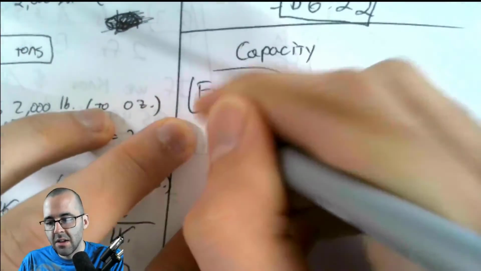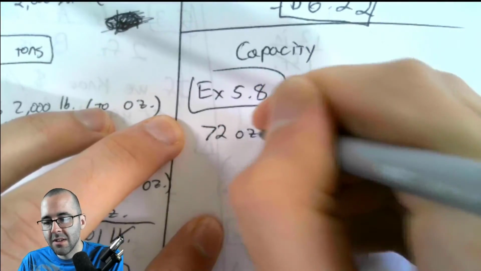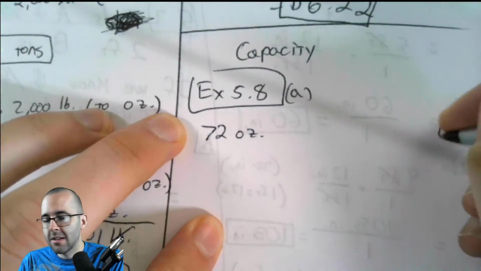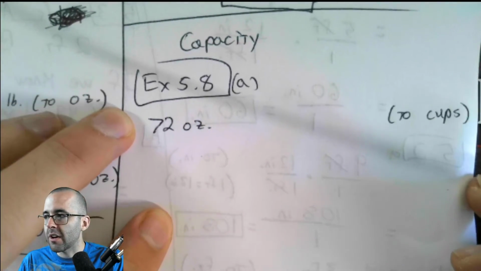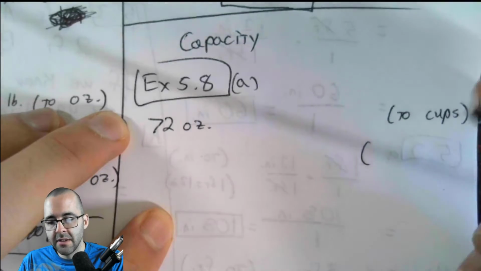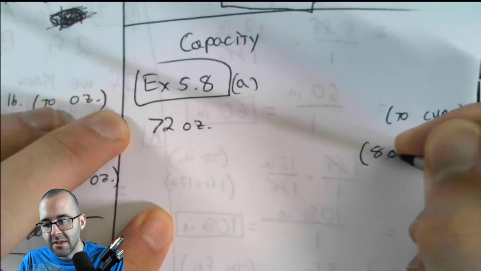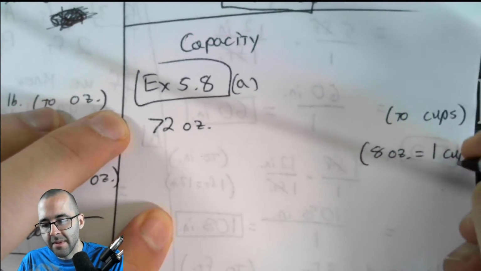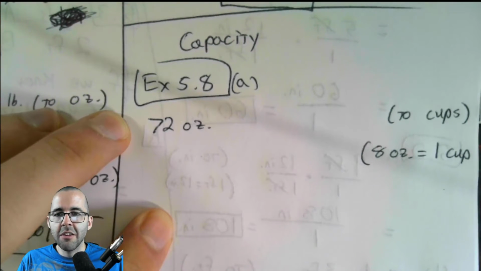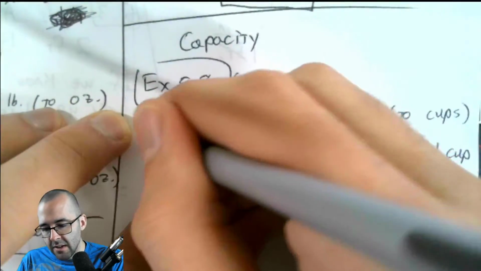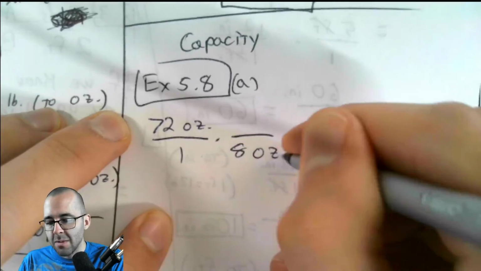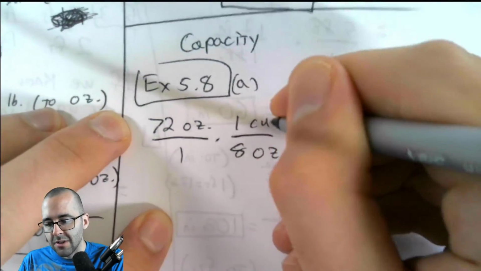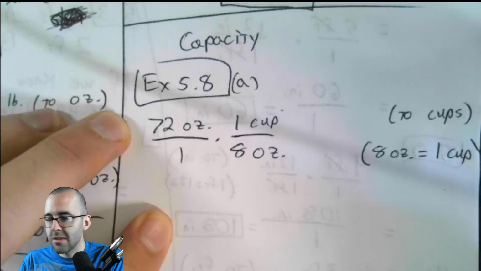Let's do part A. We want 72 ounces, and we want these to be in cups. So we look at our little conversion table and say, there are 8 fluid ounces in 1 cup. And we multiply our fractions just like before. So 72 over 1, with 8 ounces on the bottom so that the ounces cancel, and that's going to be 1 cup.